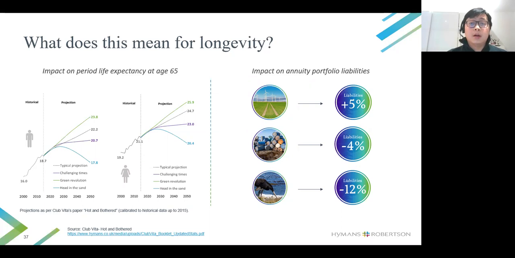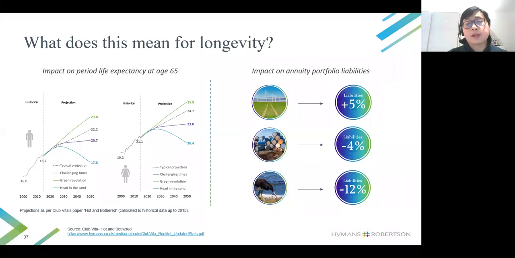So on the left-hand side of this slide, we've shown the base life expectancies for a 65-year-old male and female, which are represented by the dotted black lines. Now we can see that under the head in the sand and challenging times scenarios, which we've shown as the blue and purple lines respectively, the life expectancy reduces relative to the base position. Whilst the opposite is observed in the green revolution scenario, which we've shown as the green line. From this, we are then able to assess the implications in terms of liability values for a portfolio of annuities, and this is what we've shown on the right-hand side of this slide.